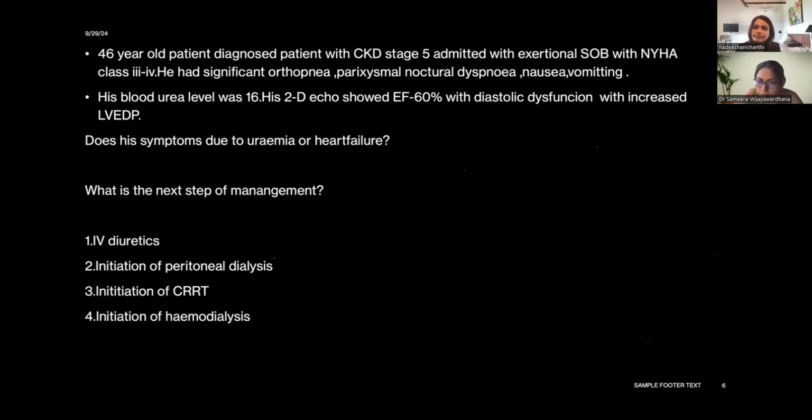Then two people have asked about the contraindications for empagliflozin and SGLT2 inhibitors. Yeah, contraindication, that's a good question. If the patient is having recurrent genital infections, we usually do not use SGLT2 inhibitors. If the eGFR is low, like less than 20, we usually do not use SGLT2 inhibitors. And also patients with peripheral vascular disease, recurrent genital infections, and ketoacidosis risk.